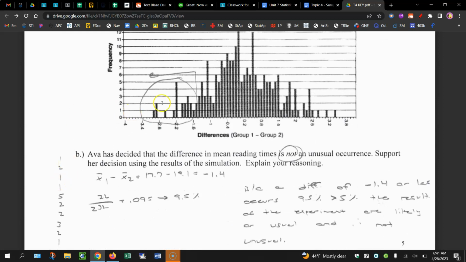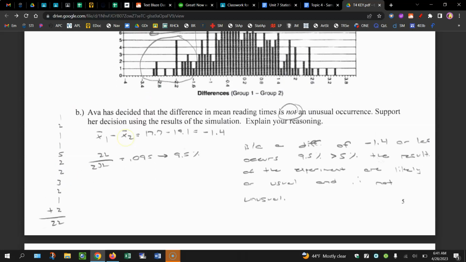And I did my best to show the frequencies that I added up here on the side. 22 out of 232 is 9.5%. And there's that difference of negative 1.4 I was talking about a minute ago. So because a difference of negative 1.4 or less occurs 9.5% of the time, which is greater than 5%, the results of the experiment are likely or they're usual and they're not unusual. The reasoning is that difference occurs more than 5% of the time.